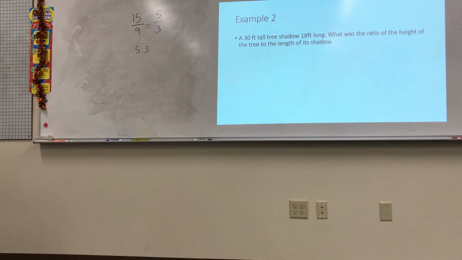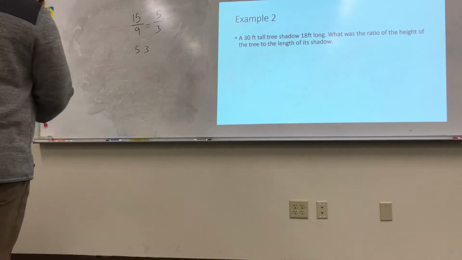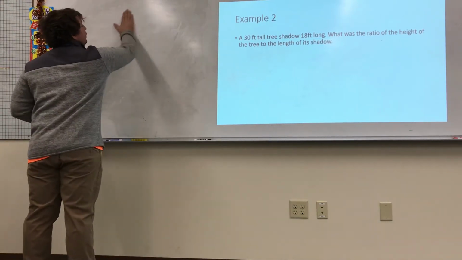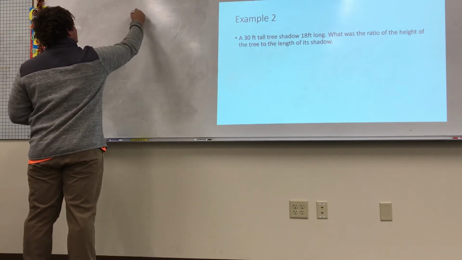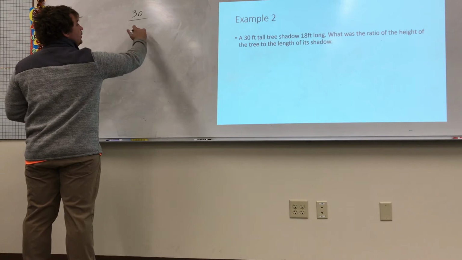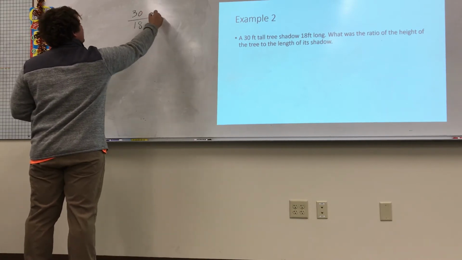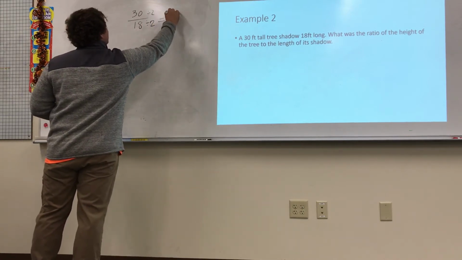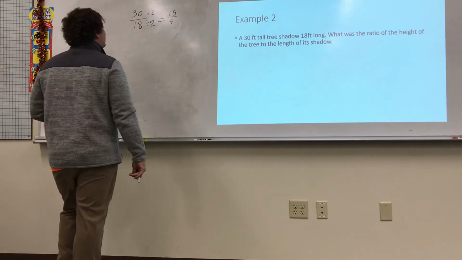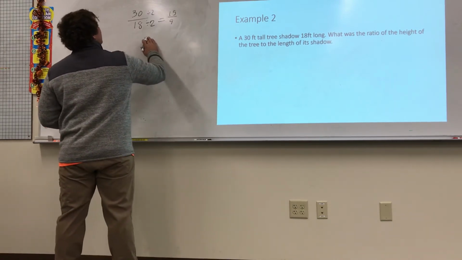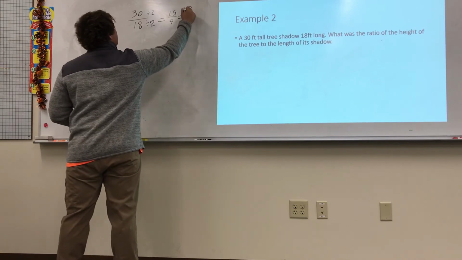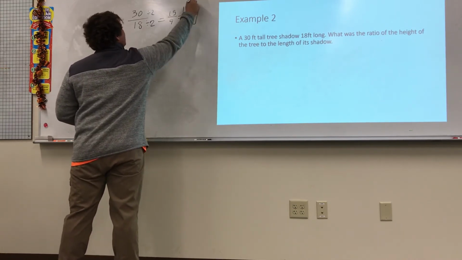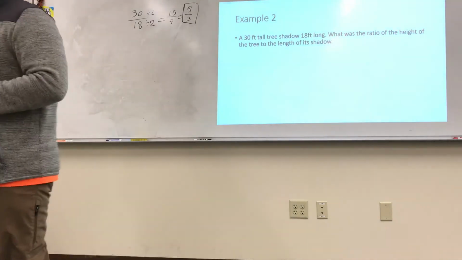A 30 feet tall tree's shadow is 18 feet long. What is the ratio of the height to the length of its shadow? So your height of your tree, which would be 30, goes over your shadow length, 18. Then divide by 2, you end up getting 15 over 9. Can I reduce that more? Why not? Taking a 3 out of it, which ends up being 5 over 3 again. Weird how that works. Alright.